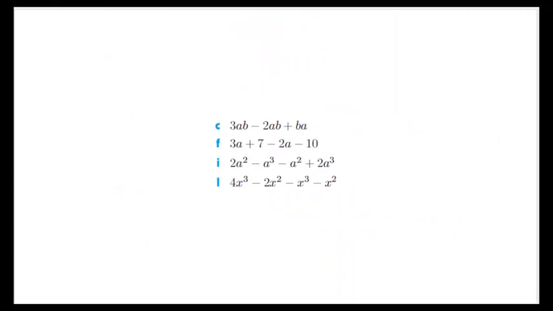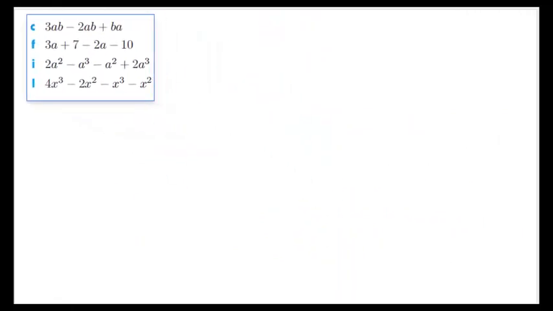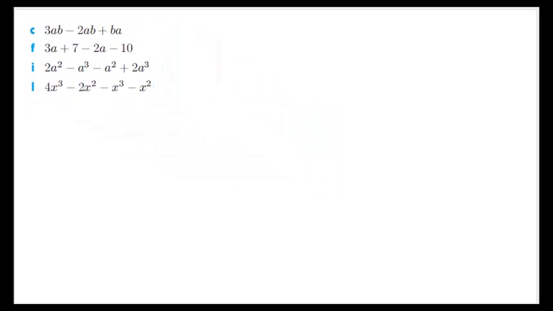And let's look at the questions on number 3 of your assignment. So on number 3, let's start with 3C. 3C tells us we've got 3AB minus 2AB plus BA. Oh my goodness. I've got AB, AB, BA. Are they like terms? Now think about it. Whenever we are doing this, we have to write our letters in alphabetical order. So in order for me to know if these are like terms, I have to write it in alphabetical order. And BA is not in alphabetical order.